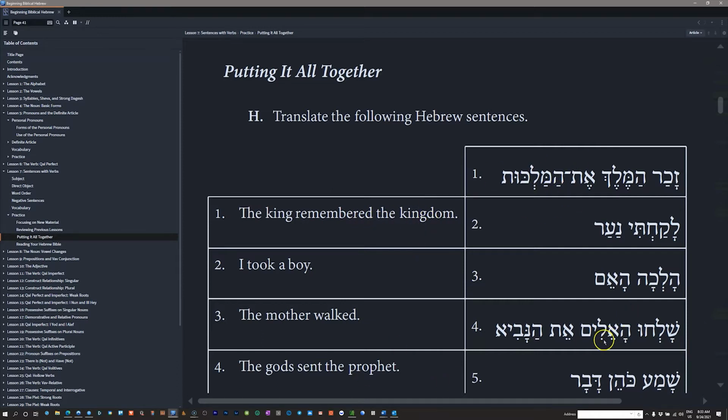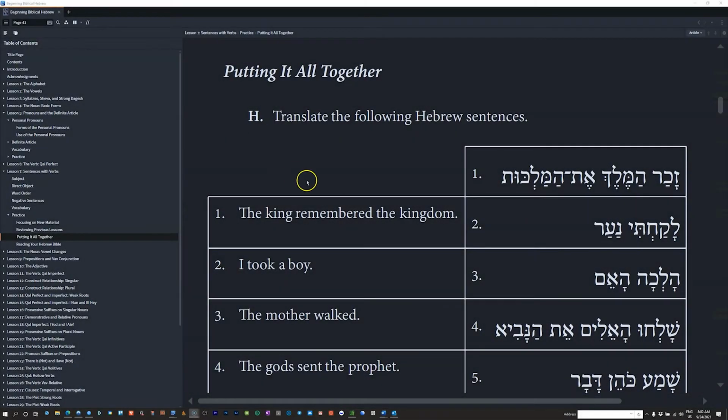Same for number 4. What's your subject? We already decided in our parsing, in our function, that ha'elim. So give me ha'elim, the gods. All right, what's your verb? Shalachu. All right, sent. All right, what's your direct object? Et hanavi, the prophet. So you see how there's this 2-stage process to translation where we have to analyze the Hebrew sentence, and then we can shift over to asking for English translations.